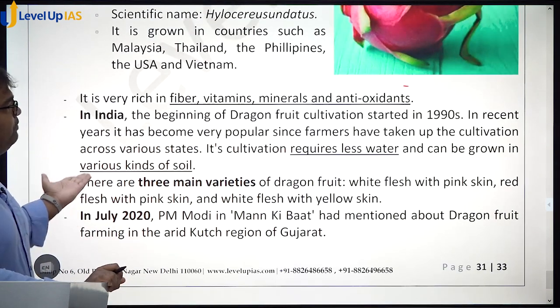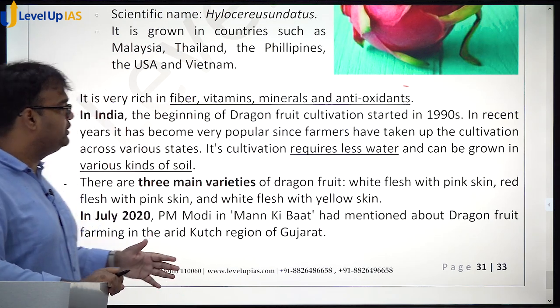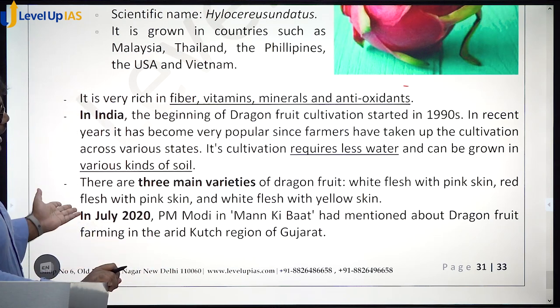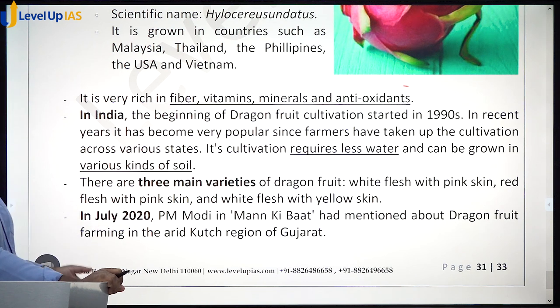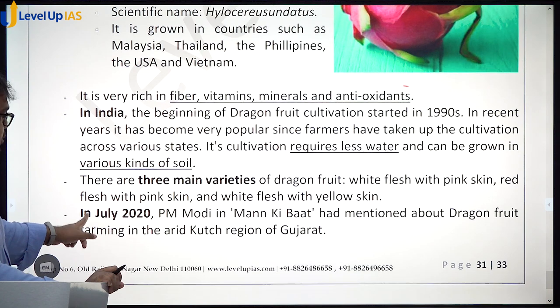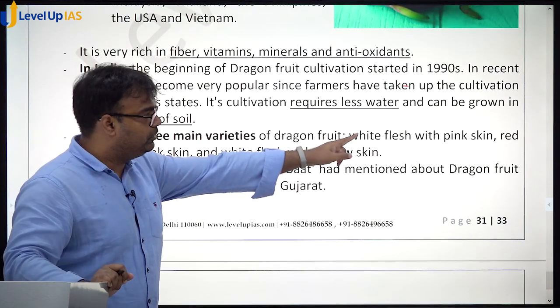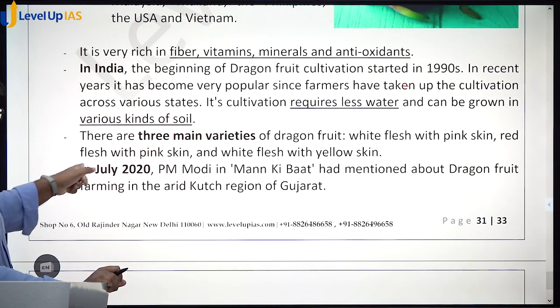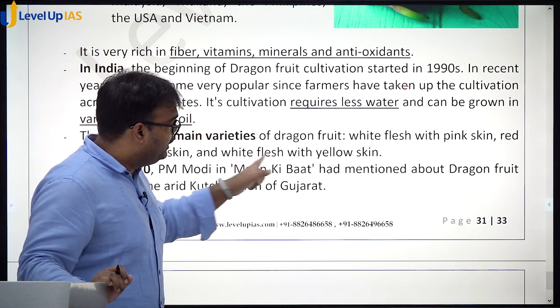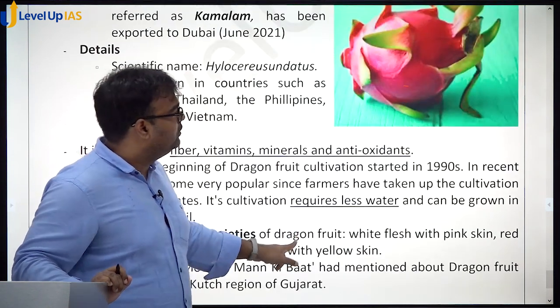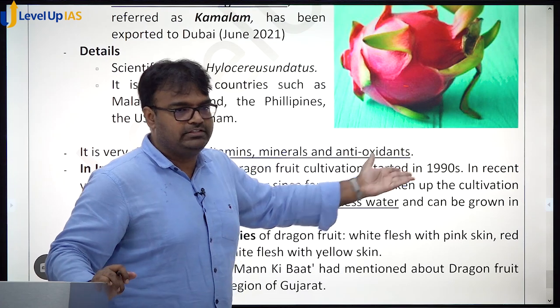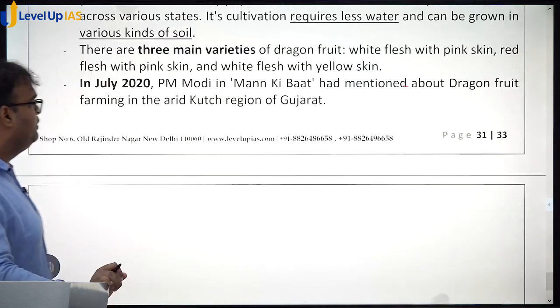It's very rich in fiber, vitamins, minerals, antioxidants, requires less water, and it can be grown in various different kinds of soil. There are three main varieties that we have in India. One is white flesh with pink skin. Other is red flesh with pink skin. Then white flesh with yellow skin. These namings have been done on the basis of the skin and the flesh inside.